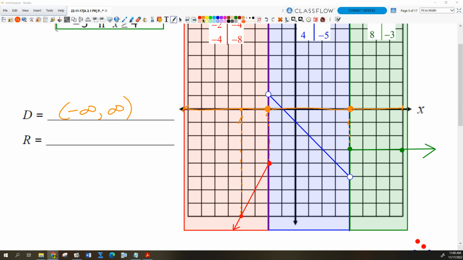How about the range? Same game with the range. We want to take each of these pieces and figure out what are the y values included in each and then combine them all together. So what about the y values included in the red piece? Describe those. Mackenzie, what's the range of the red piece if I were to project those onto the y-axis, because the range is the set of y values? What would I get?